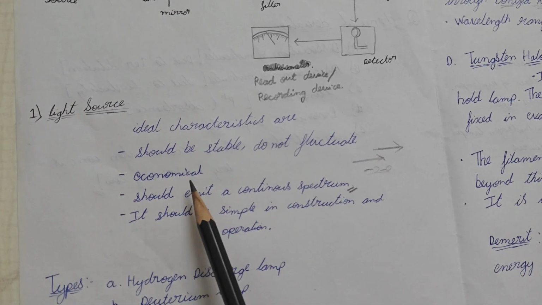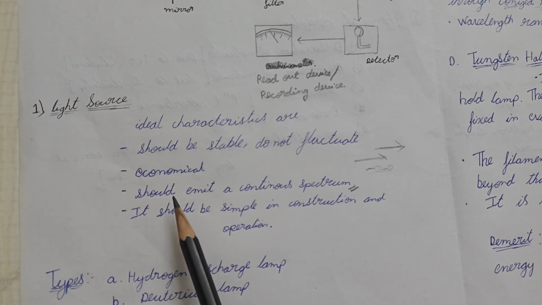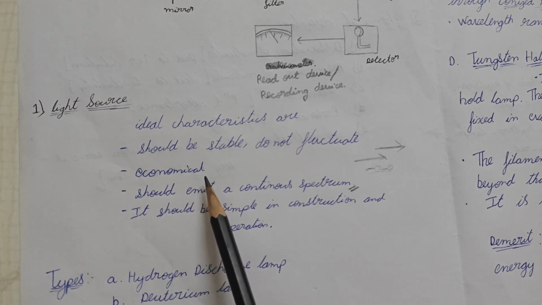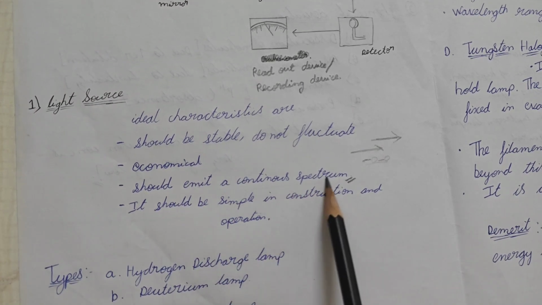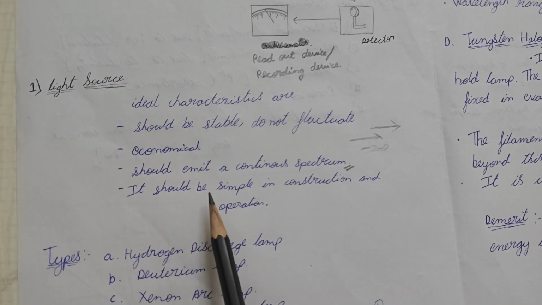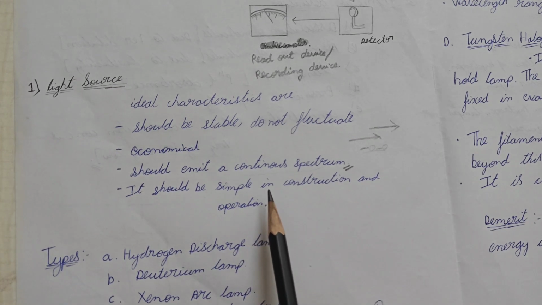And it should be economical. It should not be very high cost. It should be like a minimal budget, and it should emit a continuous spectrum. That's what I have told. And it should be simple in construction and operation. It should not be complex. It should be easy to operate, where anyone can operate, anyone can start this instrument.